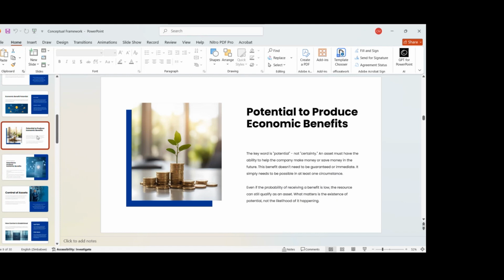Potential to produce economic benefit. The key word here, team, is potential, not certainty. An asset must have the ability to help the company make money or save money in the future. So do you have the potential to make money or save money in the future? The benefit doesn't need to be guaranteed or immediate. It simply needs to be possible, in at least one circumstance. Even if the probability of receiving benefit is low, the resource can still qualify as an asset. What matters is the existence of the potential, not the likelihood of it happening.